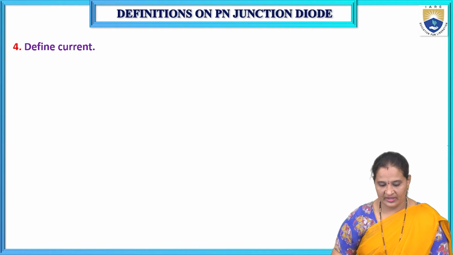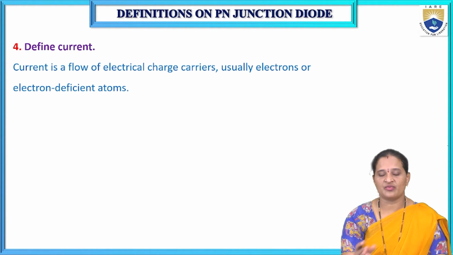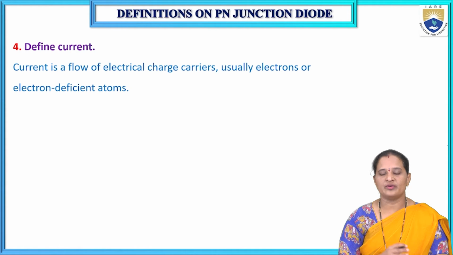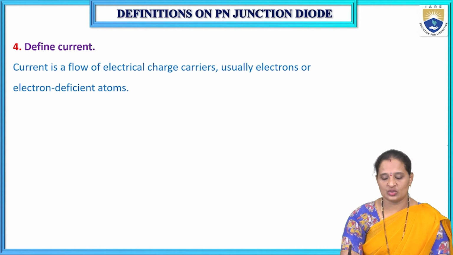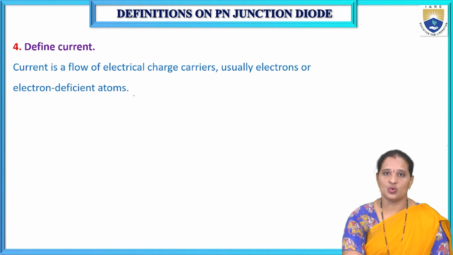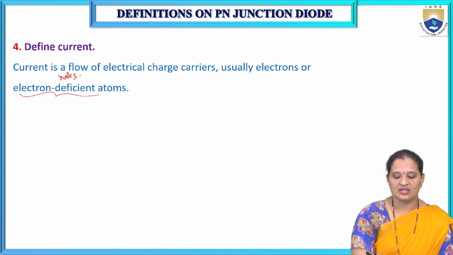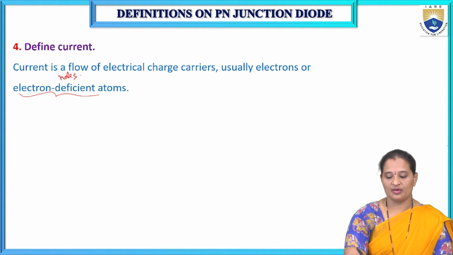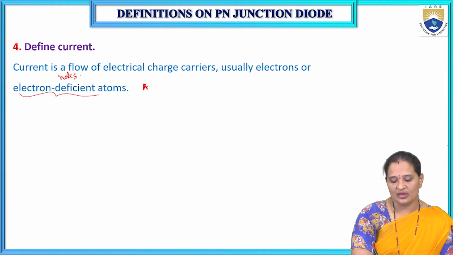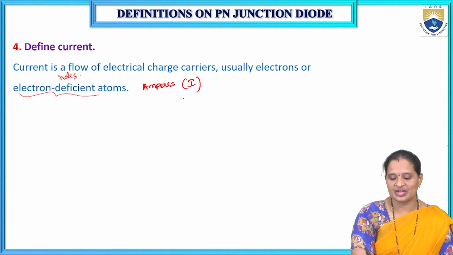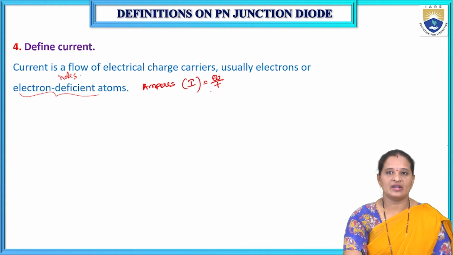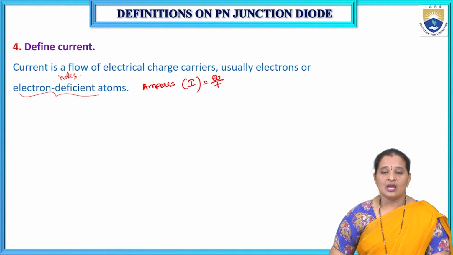Now coming to the current. How can we define the current? Current is defined as the flow of charge carriers from one place to another. So whenever the charge carriers, either electrons or holes, are moving from one point to another point, then there exists a current. So that is known as current. And here usually electrons, and electron deficient atoms, are nothing but holes. Electron deficient atoms means holes. So these are the charge carriers, and whenever the electrons and holes are moving from one place to another, it leads to some current. And coming to the units, the units for current are amperes, and this is represented generally by I. Or else we can also define it as Q by T. The charge per unit time is also defined as current. So this is the current.